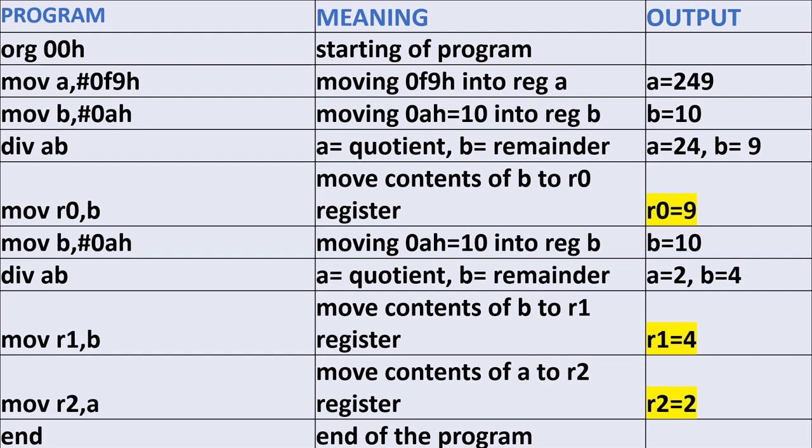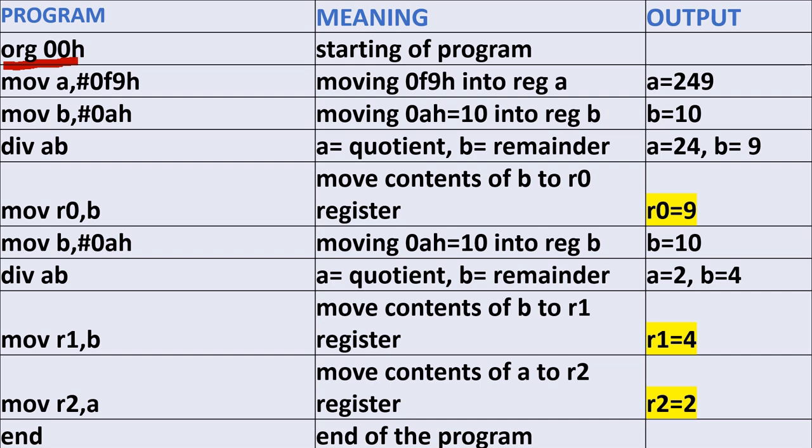For the program, I have made three parts. In one part, the program is written. After that, I have written the meaning of each line of the code. And the third part is the output that we will get after execution of each instruction. Now let's start with the program.